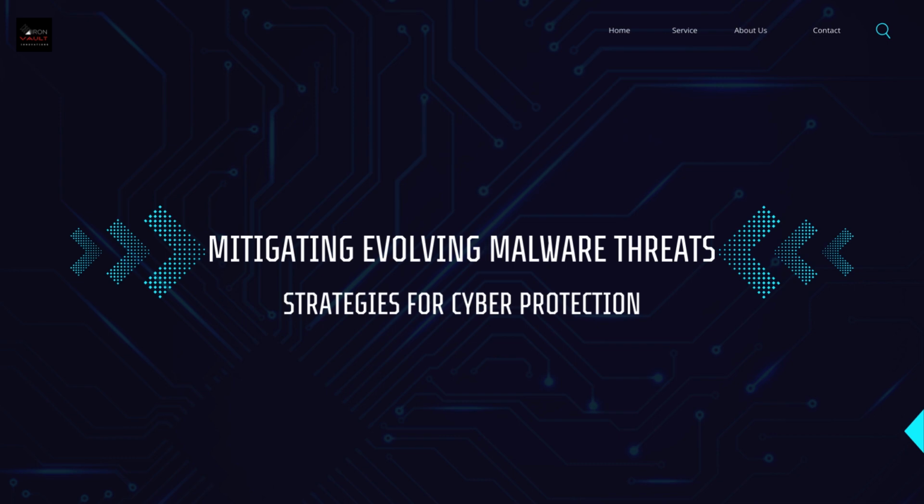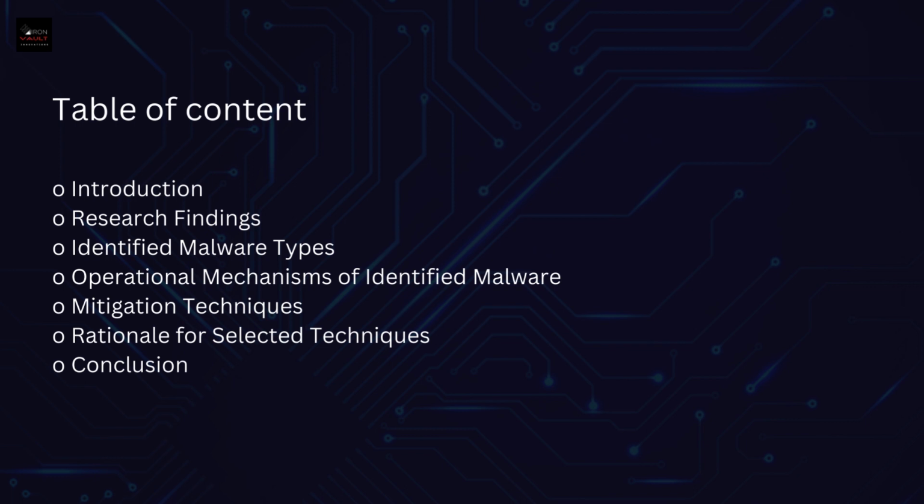Today we'll be discussing mitigating evolving malware threats and the strategies for cyber protection. So what can we do to protect the infrastructure, the network or the cyber stuff that we use in our day-to-day lives? So we'll be covering the introduction, what exactly cyber protection means, then the research and findings, the identified malware types, operational mechanisms of identified malware, mitigation techniques, and rationale for selected techniques, and the conclusion in the end.